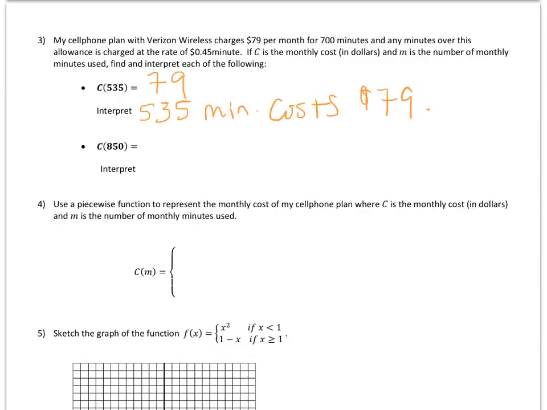All right, but let's see, if I wanted to figure out my charges for 850 minutes, I would have to say, well, I'm definitely going to get charged my $79. I pay that no matter what, right? But then I'm also going to get charged for the minutes that I went over 700. So I'm going to get charged for 150 extra minutes. So 150 times 45 cents for each one. And that's going to come out to $146.50.